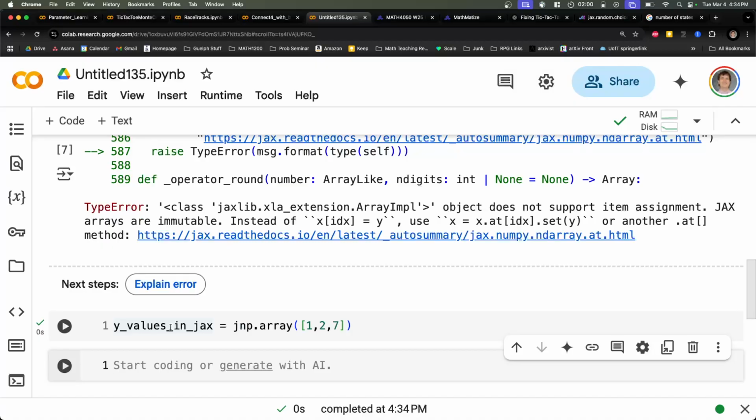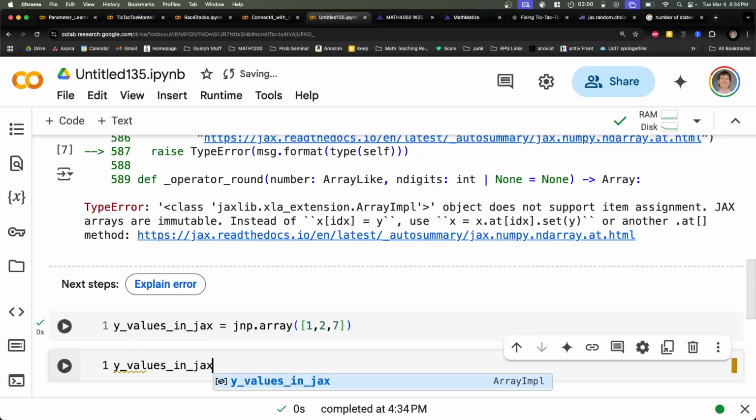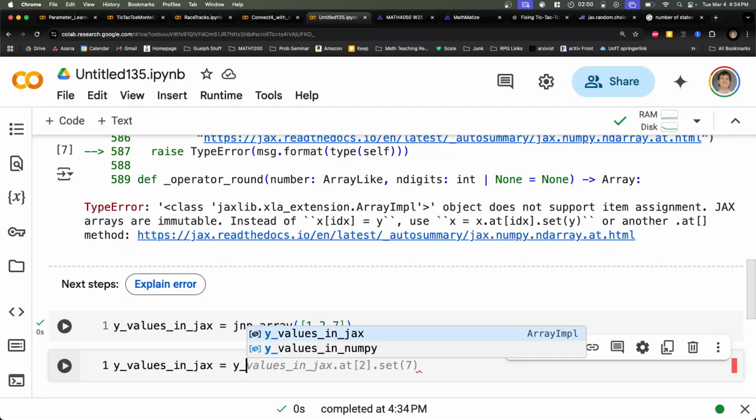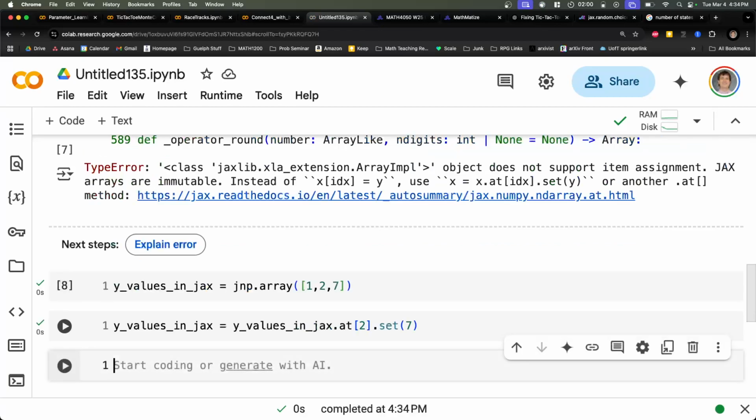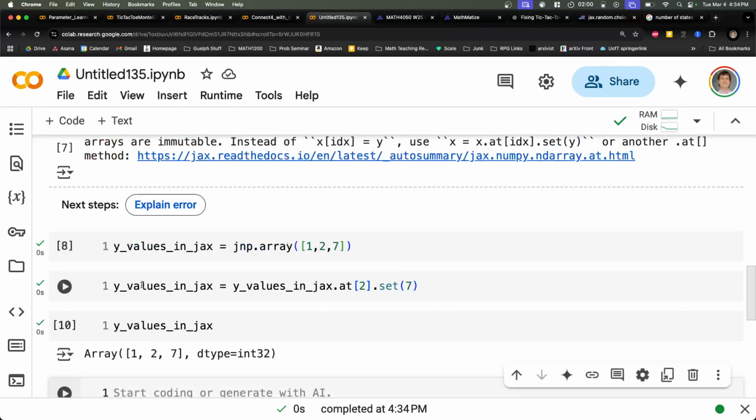There's a little shortcut for this, which is you can do y values in JAX. You can say, please make it the same thing as before, but set the entry in 2 with .at[2].set(7). And this is effectively making a jnp.array of 1, 2, 7 by taking a copy of y values and setting the thing to 7. So this will run no problem, and then now you have the thing. Okay, y values in JAX. And so now it's 1, 2, 7.